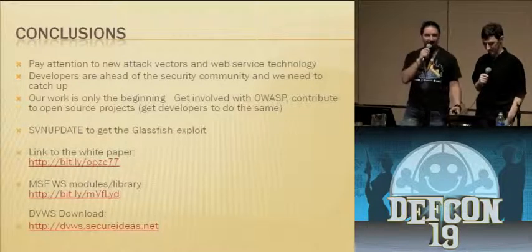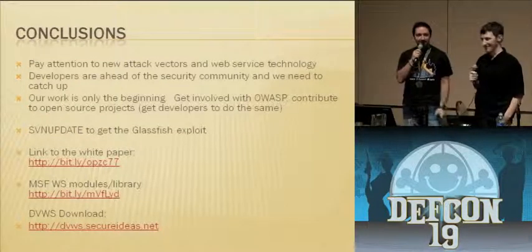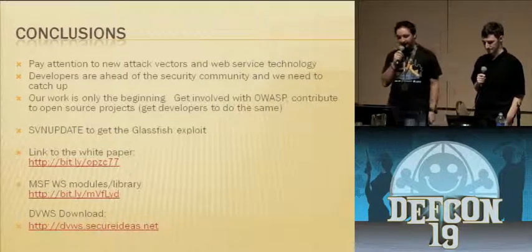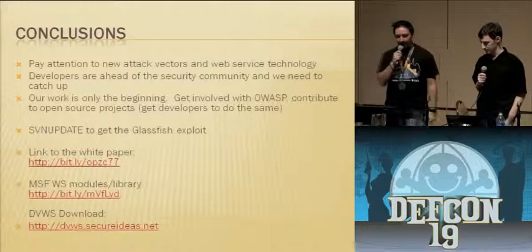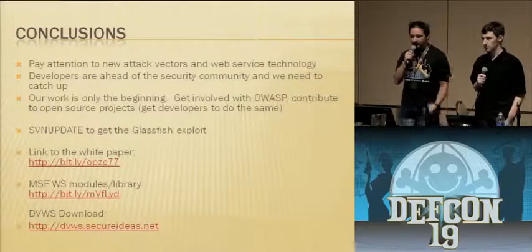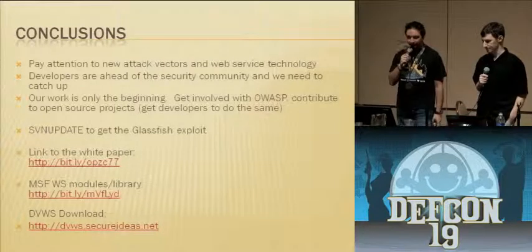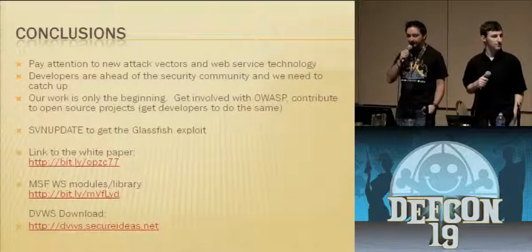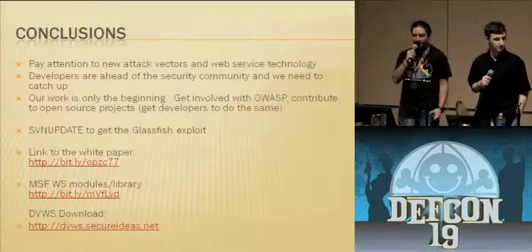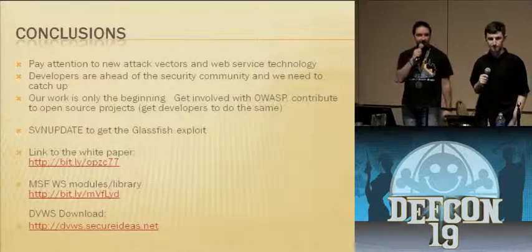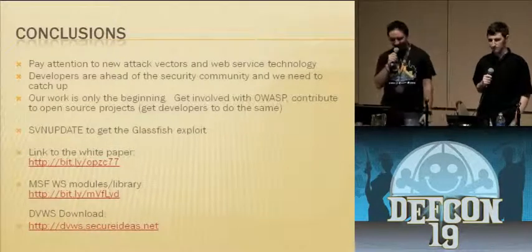I could tell you how to attack them, and they're like, well, I want to know how to defend them. Right now it's very immature from a security perspective in that area. They're really ahead of us with developers and their functional testing. We need to play catch up, unfortunately. And of course, this work is only the beginning, so you need to get involved with OWASP, contribute to open source projects, and try your hardest to get developers to do the same. You may have to get violent with them, but sometimes you have to with developers, right?